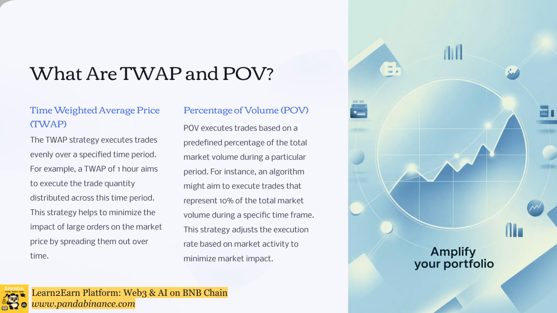To further clarify, let's define TWAP and POV. TWAP, or time-weighted average price, divides a large order into smaller orders executed evenly over a specified time. For instance, a 1-hour TWAP divides and executes the total trade volume equally over that hour. This strategy helps minimize market impact by preventing sudden price fluctuations.